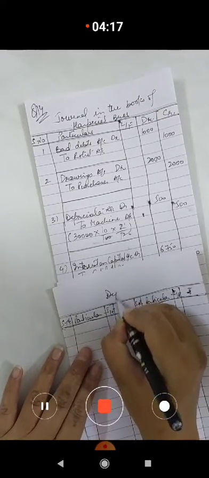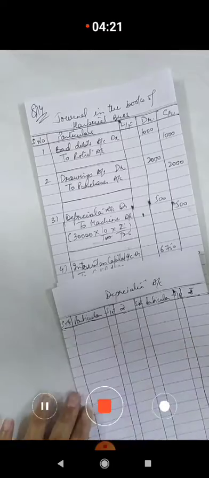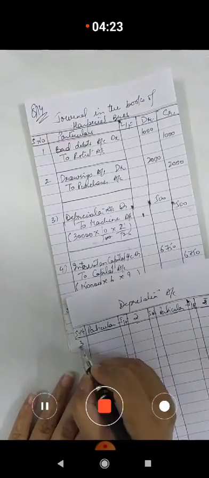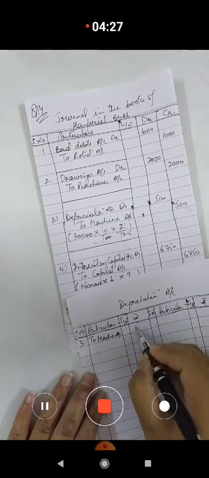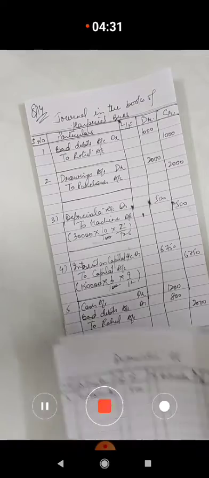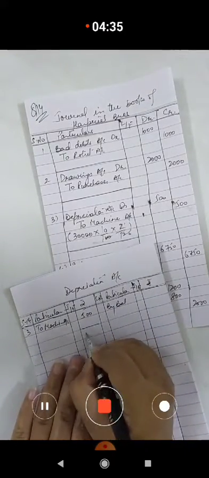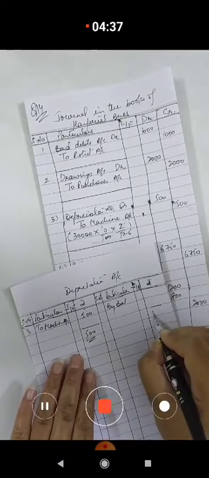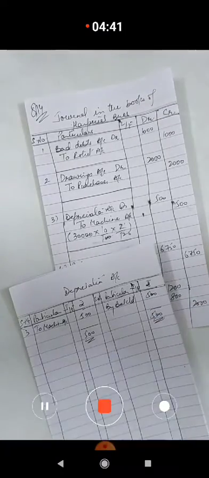So you will write depreciation account. Depreciation is on the debit side, so you will write to machine account on the debit side with 500 rupees. As there is no other depreciation word in the journal entries, you will close it with 500 rupees on both sides, and balance carried down is also 500.